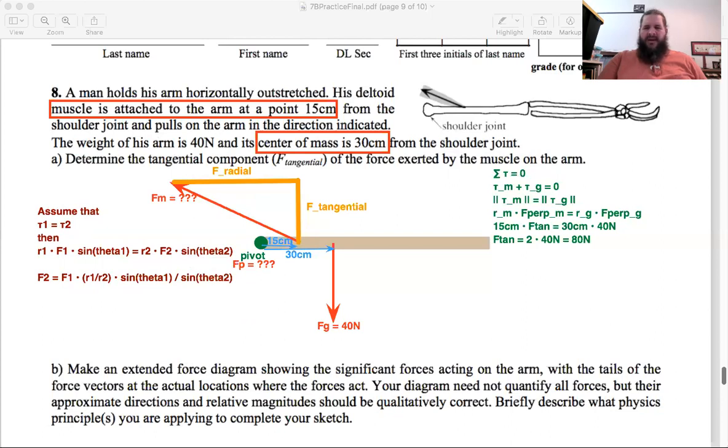And then I think part B is pretty much just what we've already done, make an extended force diagram. If we want to make it roughly to scale though, we know the tangential component of the muscle force should be twice as large as the force of gravity, partly because we found 80 newtons when we calculated it, but also half as far should mean twice as strong. So let's adjust that to be more like the right size.